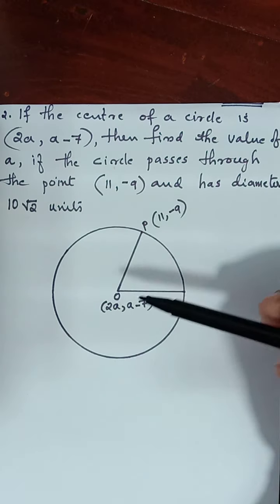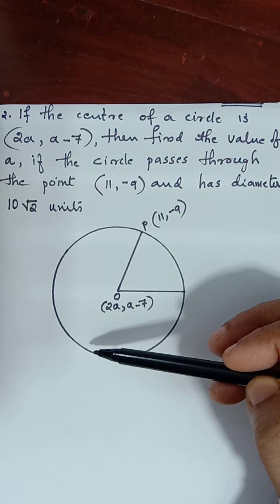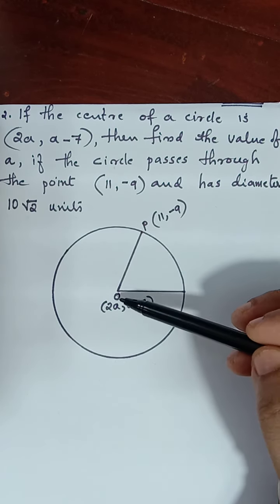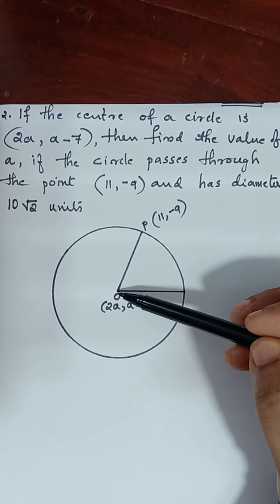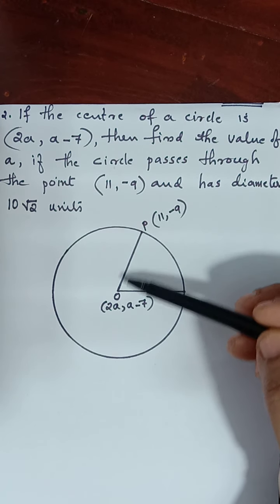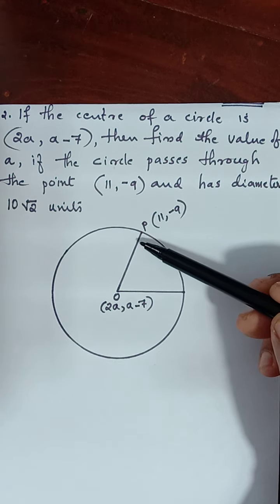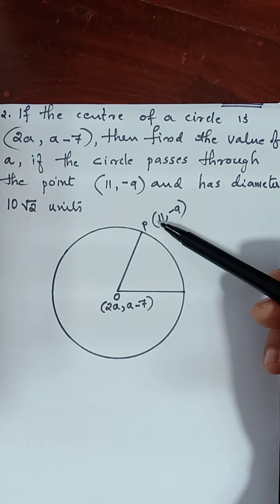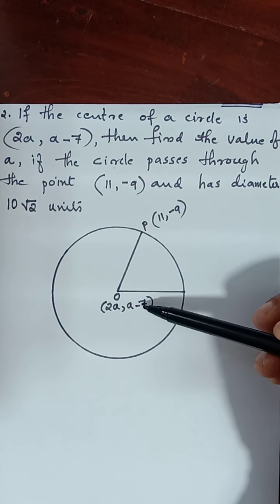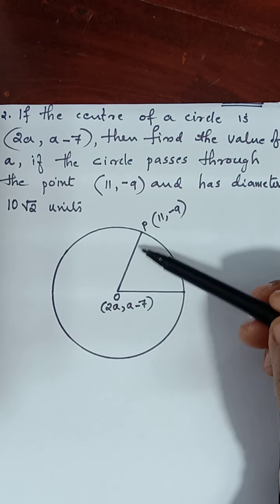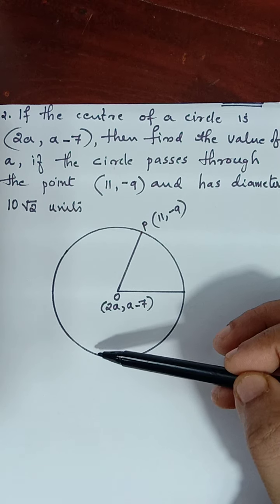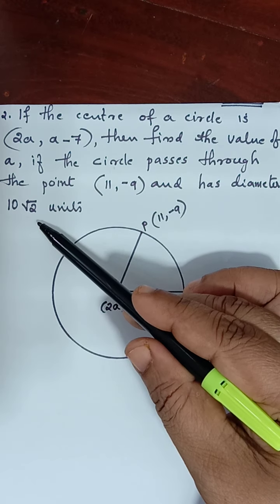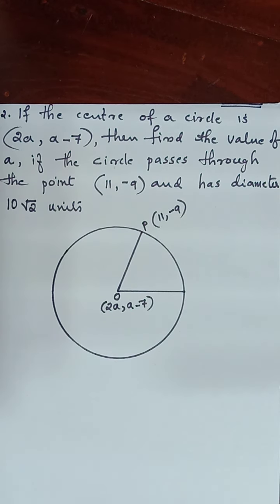What is meant by diameter? It is double of radius. Radius we can find out from this. OP is the radius, is it? So OP means it is the distance by distance formula, x1 y1 x2 y2, so that we can find out what is OP. Its double will be diameter. We can equate with this and we will be able to find out what is a. Let us do that.